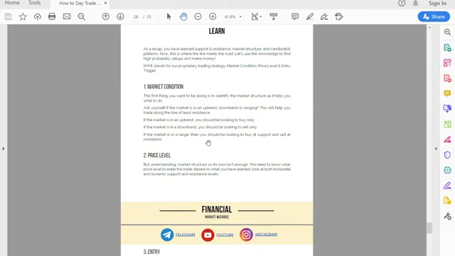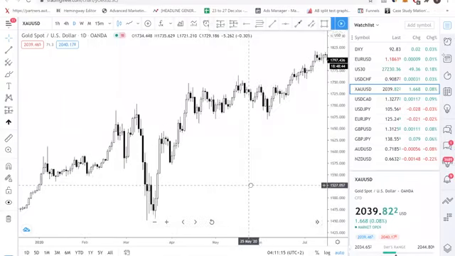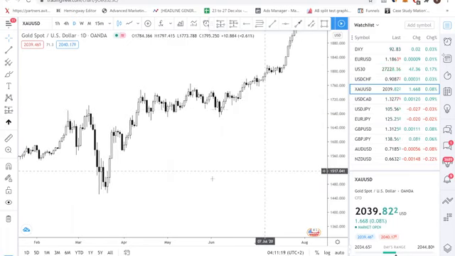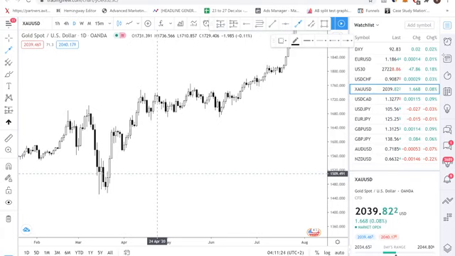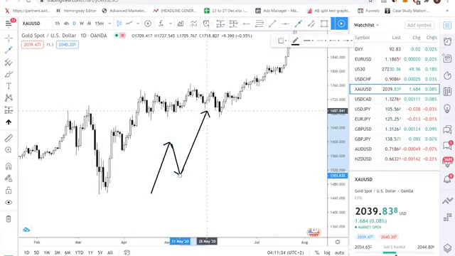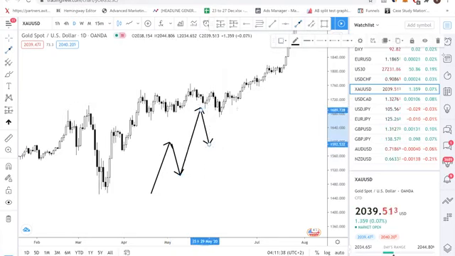Let me just switch over to the charts and show you what I mean by market condition. The market condition is very simple. There are only three types of market condition in any instrument. In the financial markets, there's only three kinds. You have an uptrend, let me just draw it, where you have a series of higher highs and higher lows.